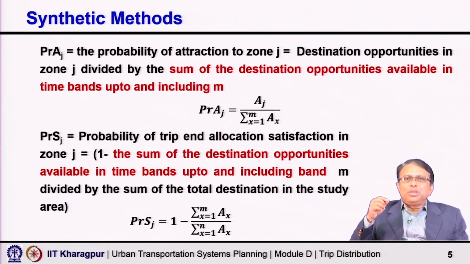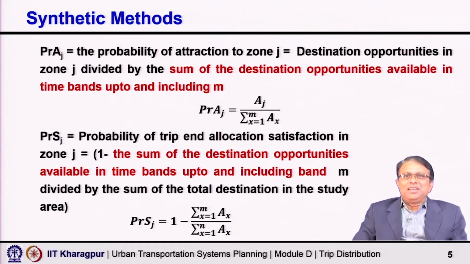That means, if I have to bring back my earlier example of this fifth station, we are saying what is the opportunity available in the fifth station divided by the total opportunities available up to the fifth station. That means opportunities in station 1, station 2, station 3, station 4 and station 5. That is the probability of Aj.